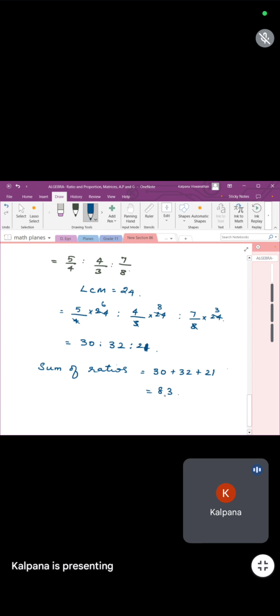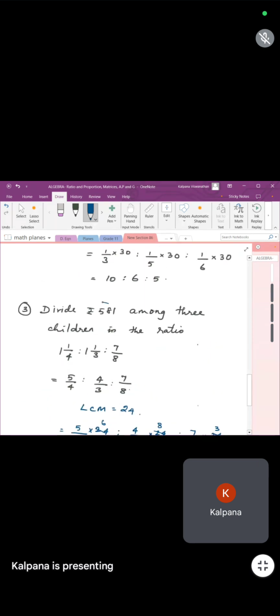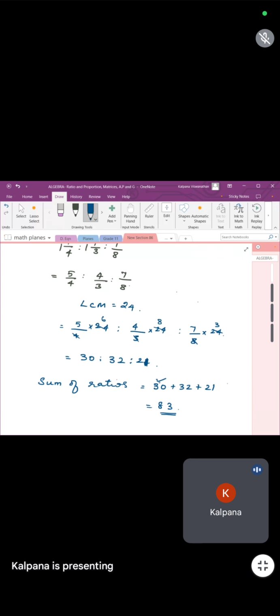Now we are going to find what 30 parts of 83 is. So this is the total parts we have, so out of 83 we have 30 parts. Now what has to be divided? This amount. This amount should be divided in this ratio. So 581 has to be divided in the ratio 30, 32 and, sorry, 21. In this ratio, this has to be divided.